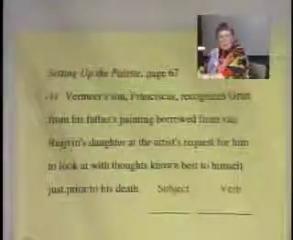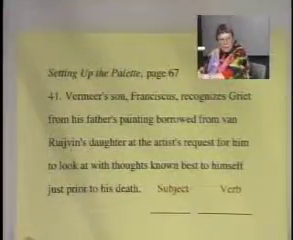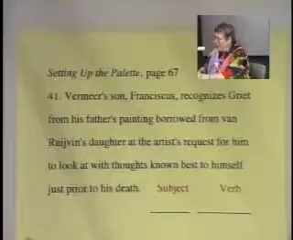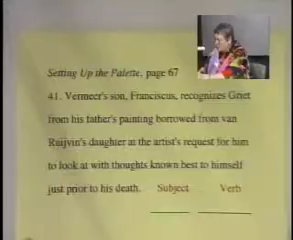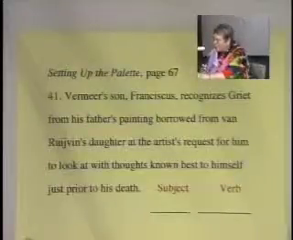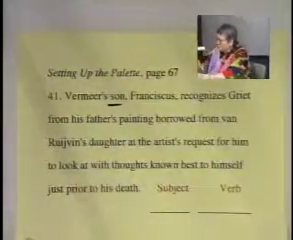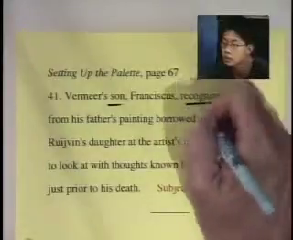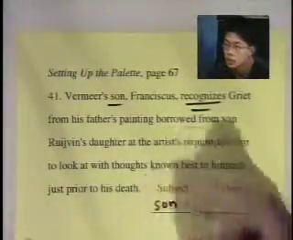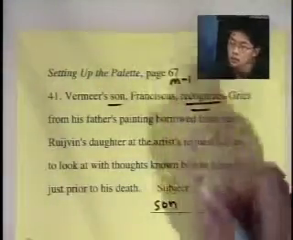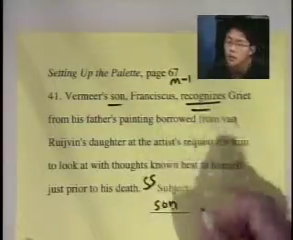So Vermeer's son, Franciscus, recognizes Greet from his father's painting, borrowed from Van Ruijven's daughter at the artist's request for him to look at with thoughts known best to himself just prior to his death. Vince, where's the subject? Son. And how about the verb? Recognizes. And what kind of a clause is it? Main clause. What kind of a sentence is it? Simple.